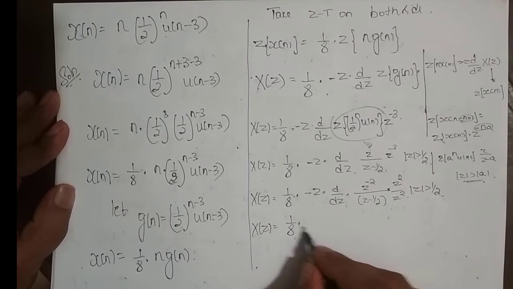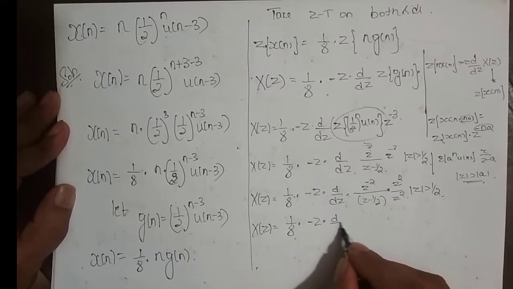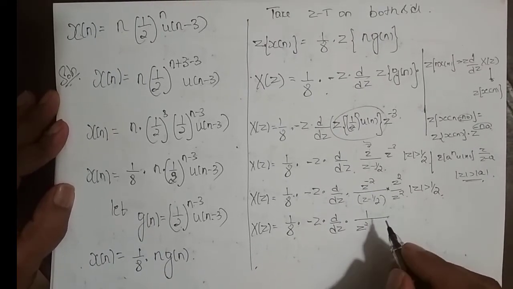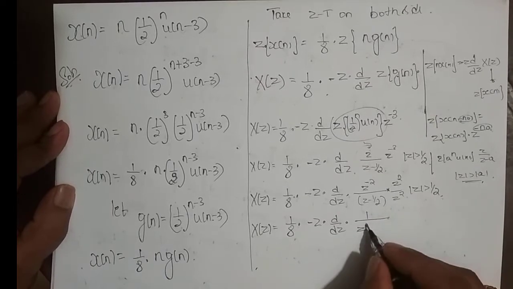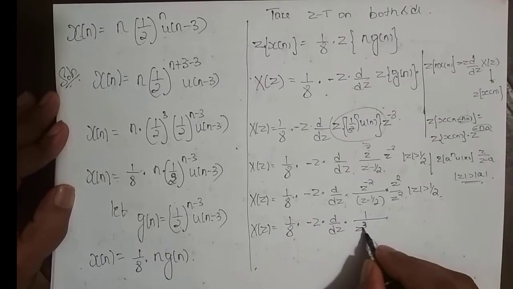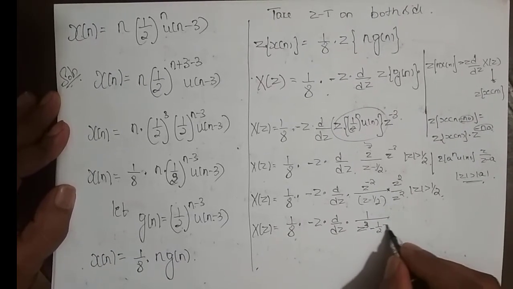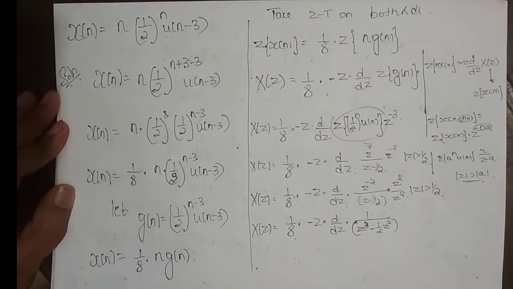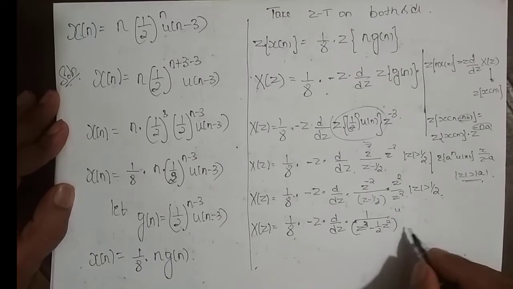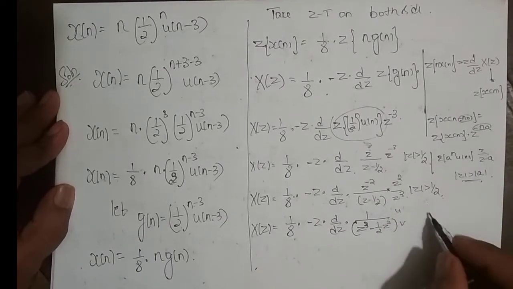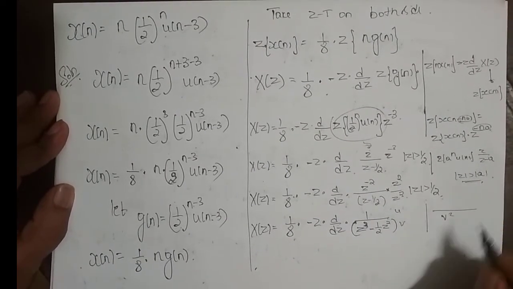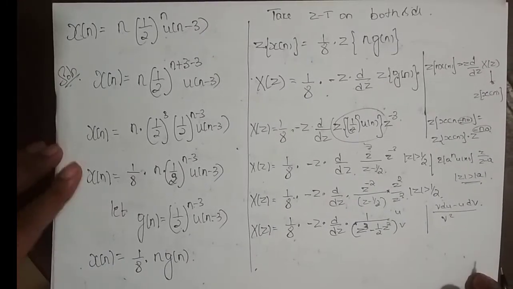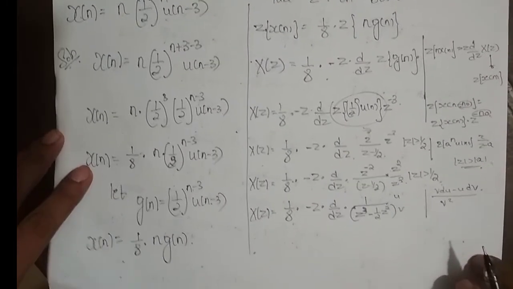1 by 8 into minus z into d by dz of 1 divided by z square times (z minus 1 by 2). If I multiply this z square inside, what do I get? z square into z is z cube, minus 1 by 2 times z square. So I just took this z square inside. Fine. Now this is in the form of u by v because I need to differentiate it. What is that? (v du minus u dv) divided by v square, right? So we'll differentiate it.